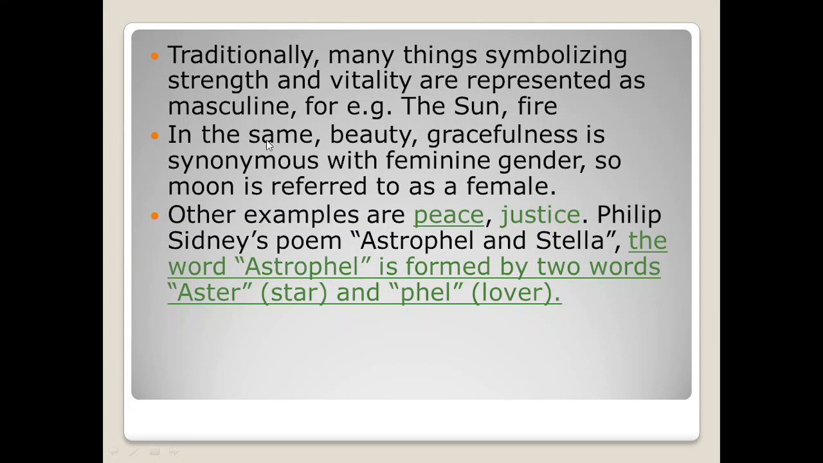On the other hand, beauty and gracefulness are related to the feminine gender, the female gender. For example, you have seen that the moon is referred to as female. A lover addresses his beloved as his moon because it represents beauty, gracefulness, delicate nature. So it is referred to as female. Other examples are peace, justice, liberty. These are all referred to as female, feminine.